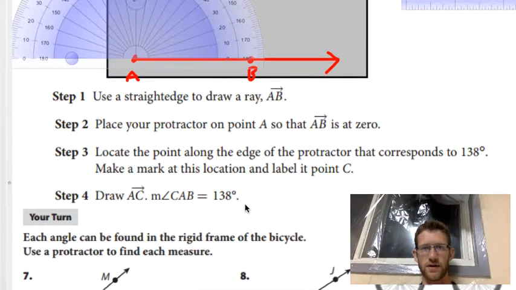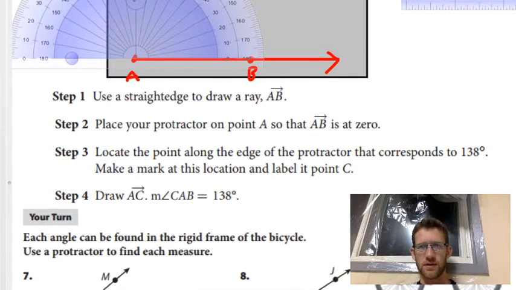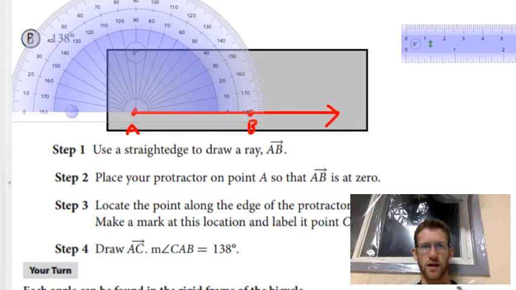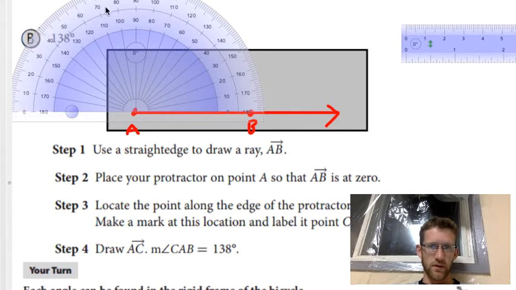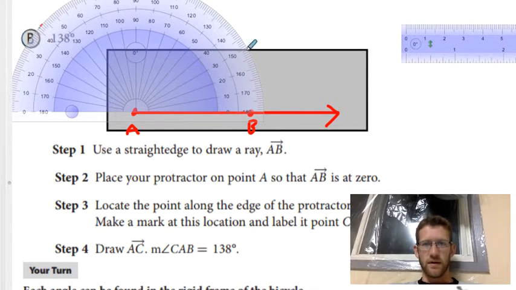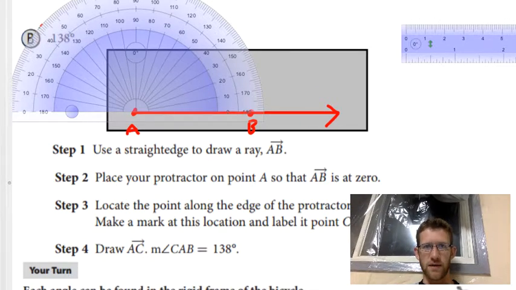It says locate a point along the edge of the protractor that corresponds to 138 degrees. A lot of people will say, oh, look at this, 138 degrees is over here. No. Remember, if this is 0, then we're going 10, 20, 30, 40, 50, 60, 70, 80, 90, and 138 is way over here. So that's 138. Again, be careful. Mark that location, label that point C.